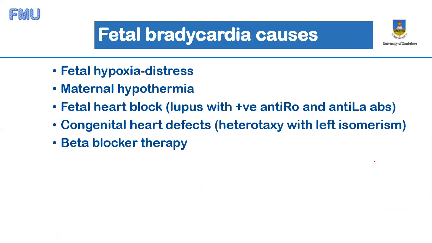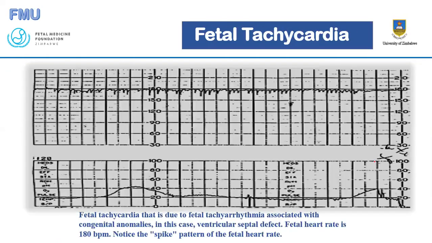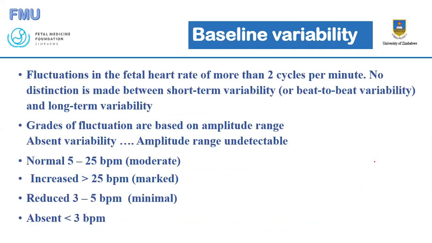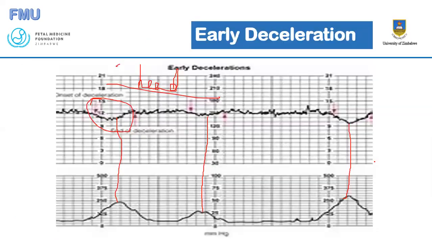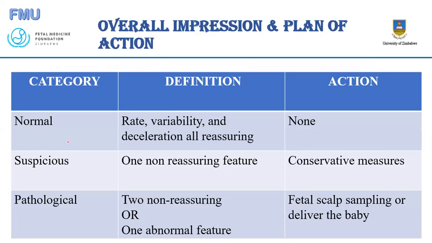So that's the sinusoidal pattern. Then in terms of variable decelerations, we have what we call simple and complicated. Complicated is when they go beyond 60 beats per minute and last more than 60 seconds. Those are complicated variable decelerations. Right, so let's just go to the overall impression. These are the kinds of overall impression that you may come across.